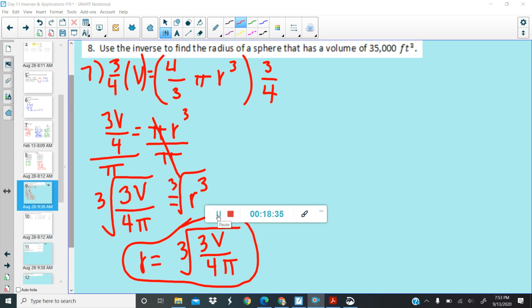All right, so now the last thing that I need to do is use the inverse to find the radius of a sphere that has a volume of 35,000 feet cubed. So in other words, we have our equation. We know that volume is 35,000, so that means V equals 35,000. So I'm going to write that out.